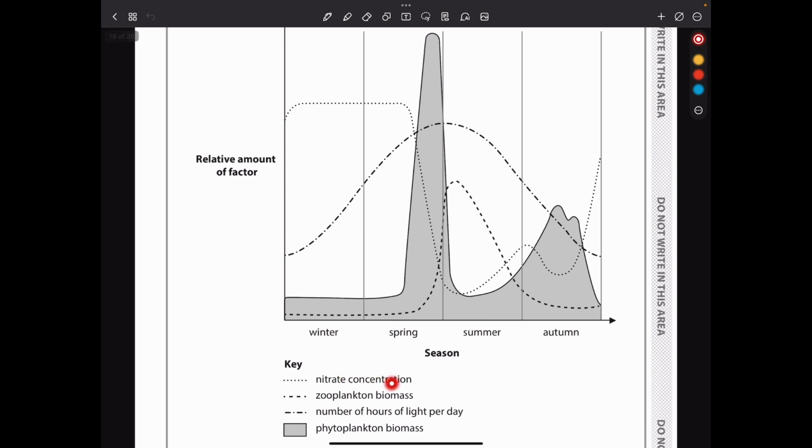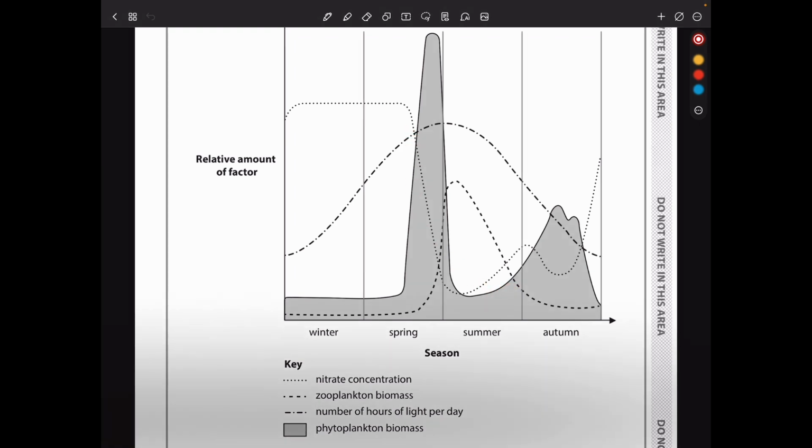Beginning with nitrate concentration, we can see it's higher in winter and early spring, and then it goes down as, of course, the phytoplankton increase. Of course, they're using the nitrates. And we also see the zooplankton begin to increase after the phytoplankton have increased. That is because zooplankton are eating the phytoplankton. As the nitrate concentration goes down, it's being used.